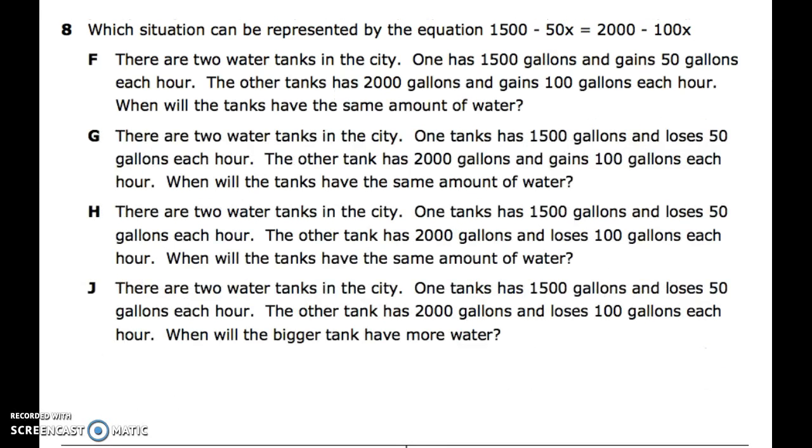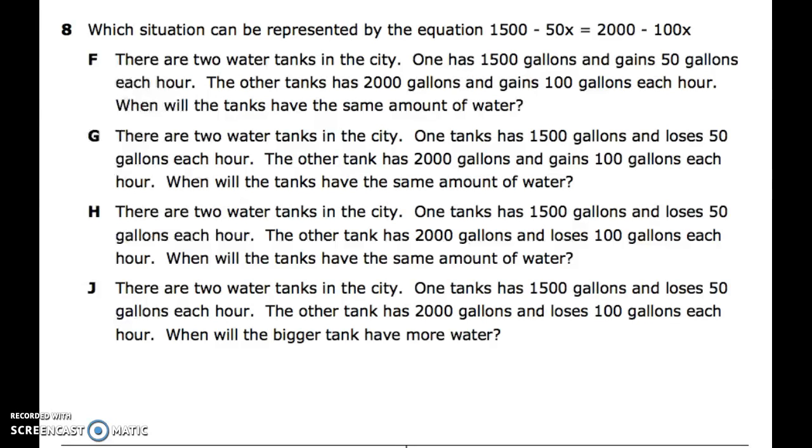Number 8. Which situation can be represented by the equation 1,500 minus 50x equals 2,000 minus 100x? F. There are 2 water tanks in the city. One has 1,500 gallons and gains 50 gallons each hour. The other tank has 2,000 gallons and gains 100 gallons each hour. When will the tanks have the same amount of water?